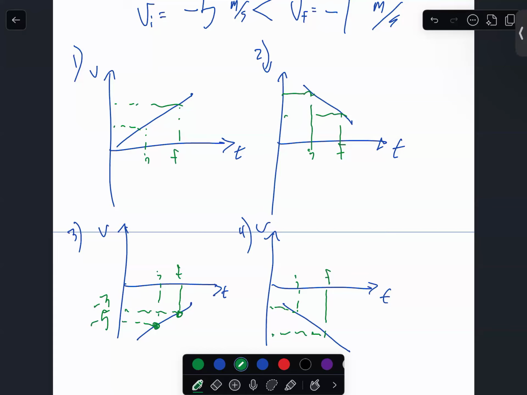If your velocity is negative and you want to speed up, turn to your neighbor and discuss. How could you have a speeding up motion with negative velocities? Think about it. Talk to your neighbor for 2 seconds, then I'll tell you.